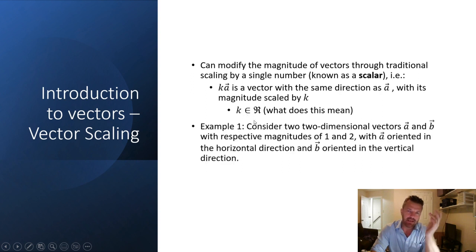As long as k is positive, it's just going to change the magnitude of the vector. If k is greater than 1, it'll increase the magnitude. If k is less than 1, it will scale it down. So let's actually look at some examples.